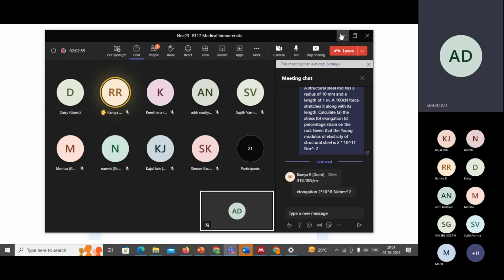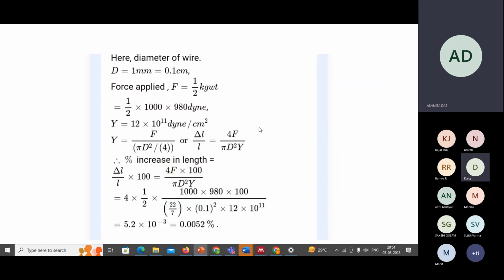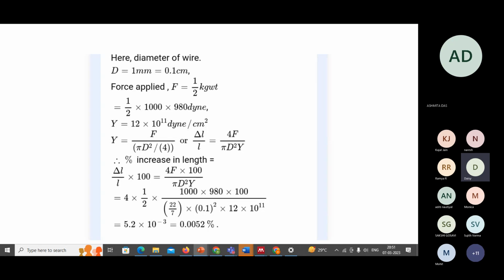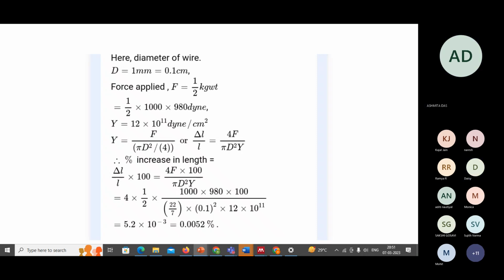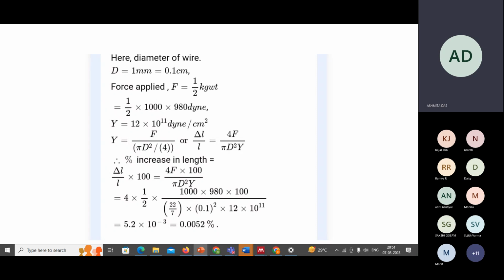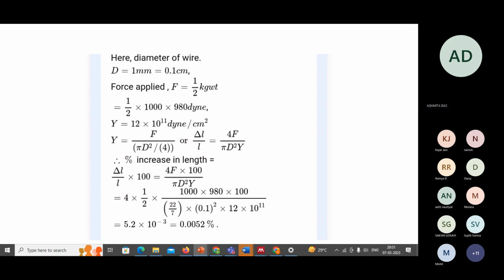Ma'am, I have one question. In calculating stress we use force per area, and we have to use the area as pi r square, right? Yes. Because it is a rod, I used pi r square. Is it correct, ma'am? Yes. Okay.